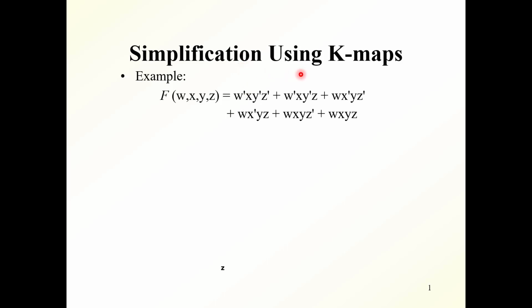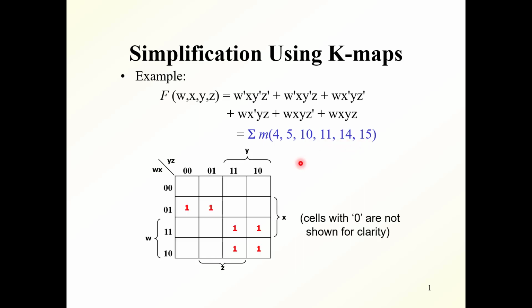Simplification using K-maps. How to use the K-maps to simplify the functions. We have this following function given in the standard sum of products as sum of minterms, which are equal to 4, 5, 10, 11, 14, and 15. We reflect this function onto the 4 variable K-map, which is a 16 cell.